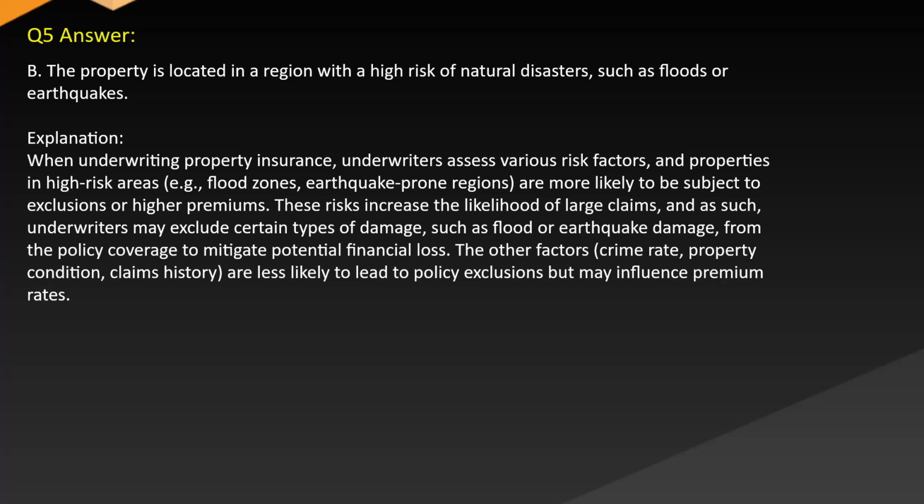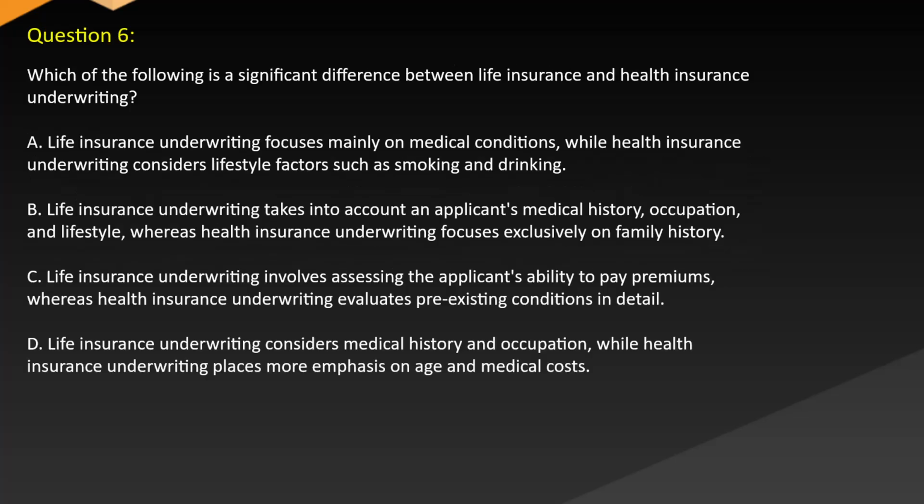The other factors, crime rate, property condition, claims history, are less likely to lead to policy exclusions but may influence premium rates. Question 6. Which of the following is a significant difference between life insurance and health insurance underwriting? A. Life insurance underwriting focuses mainly on medical conditions, while health insurance underwriting considers lifestyle factors such as smoking and drinking. B. Life insurance underwriting takes into account an applicant's medical history, occupation, and lifestyle, whereas health insurance underwriting focuses exclusively on family history.